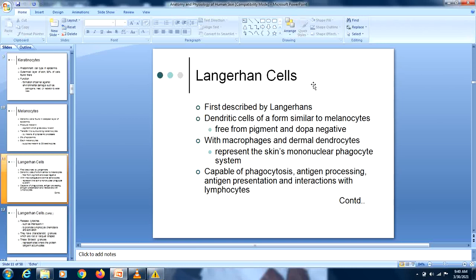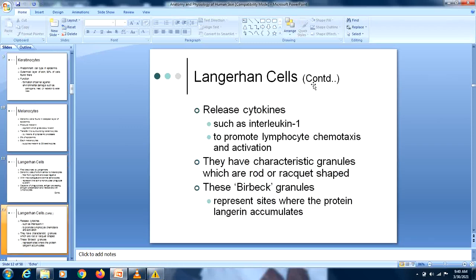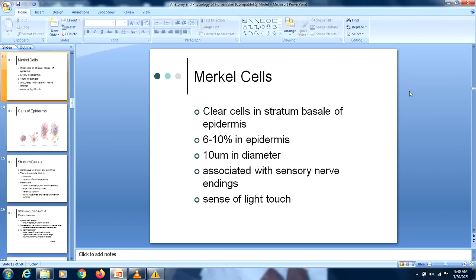They are called Langerhans because they were first described by Langerhans. They are again dendritic cells of a form similar to melanocytes, but they are free from pigment and dopa negative. With macrophages and dermal dendrocytes, they represent the skin's mononuclear phagocyte system, capable of phagocytosis, antigen processing, antigen presentation, and interaction with lymphocytes. They release cytokines such as interleukin-1 to promote lymphocyte chemotaxis and activation. They have characteristic granules which are rod or racket shaped, called Birbeck granules. They represent sites where the protein langerin accumulates.